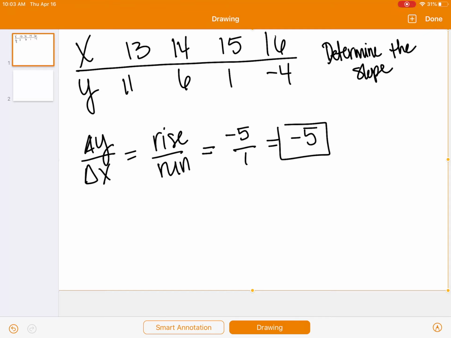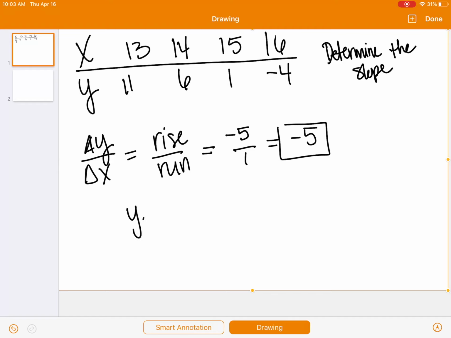But there is another way you can also determine it if it's not as obvious. Maybe you're dealing with decimals or fractions and you can't really figure out how much it's going up or down in y and up or down in x, then there is actually a formula you can use as well. Just keep in mind that if you're going down, the value is negative. If you're going up, the value would be positive.